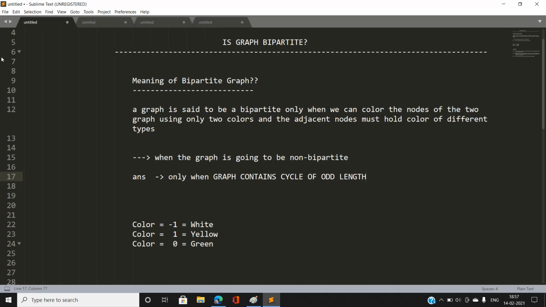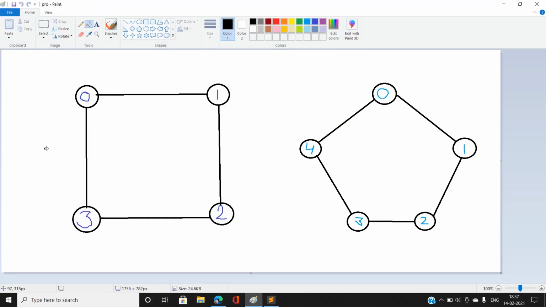So how is this possible? Let's understand this also. When a graph contains a cycle of odd length, then our graph can't be a bipartite graph. How is this possible? Let's understand this. Suppose first we have this graph. Let me write here, this is our example 1. Do not get confused, and this is our example 2.